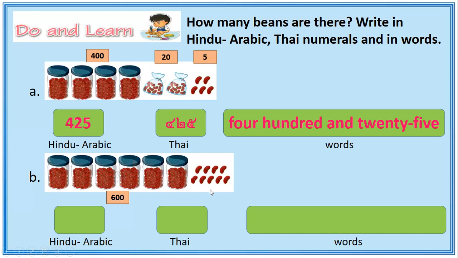And then this one, let us count the number of beans here. 1, 2, 3, 4, 5, 6, 7, 8, 9. All right. So all in all, we have 609. And how do we write 609 in Hindu Arabic numerals? Very good. What about in Thai numerals? All right. And can you spell 609 in words?